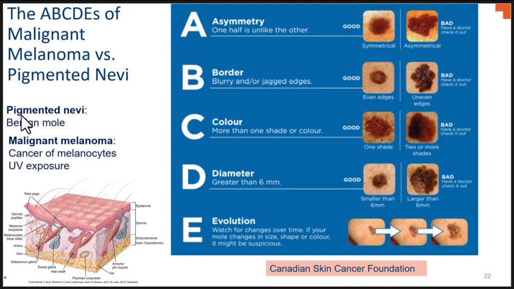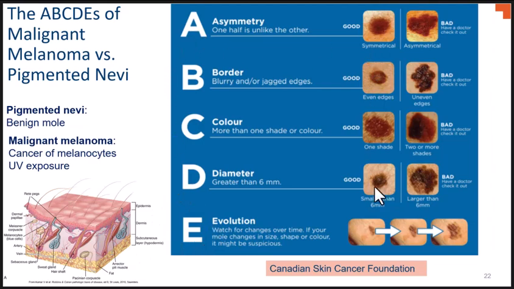So how do you tell the difference between a mole that is benign, made up of melanocytes, versus one that is cancerous? With, by the way, the cause being, in most cases, UV exposure. So protect yourself against the sun, no matter your skin color. ABCD used to be the acronym that was used for identifying the differences between a normal mole and one that is malignant melanoma, and now E has been added in for evolution.